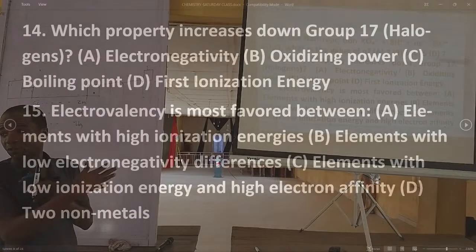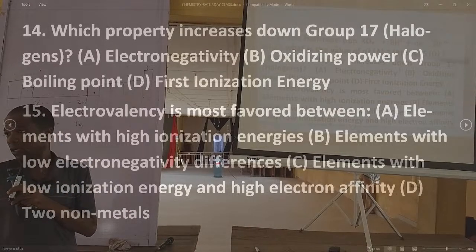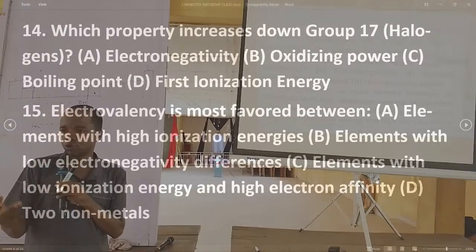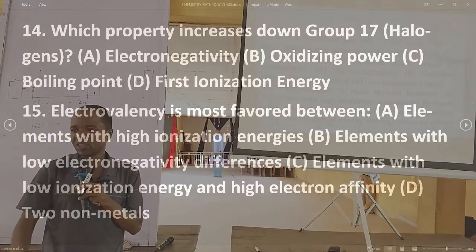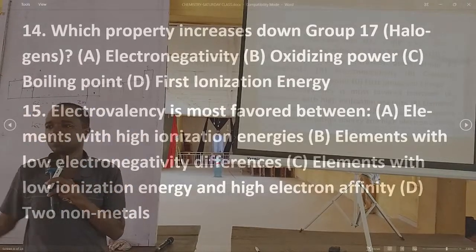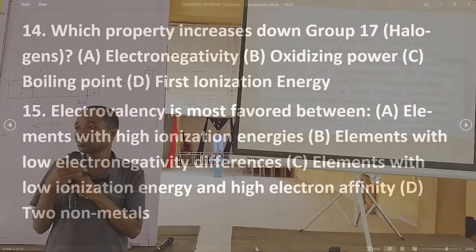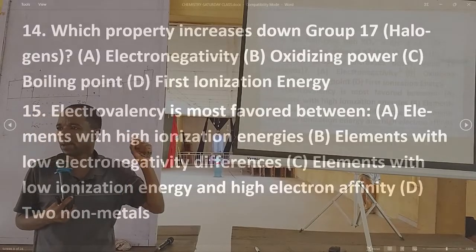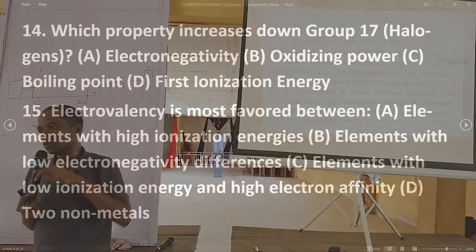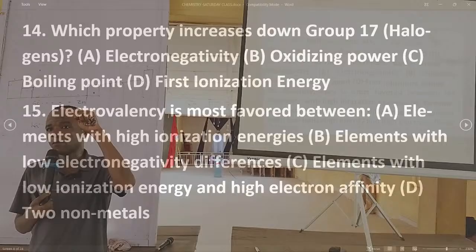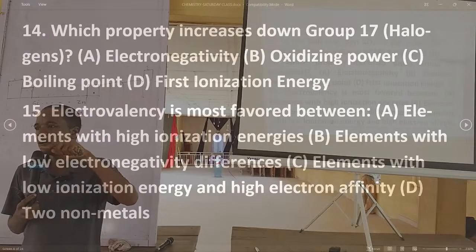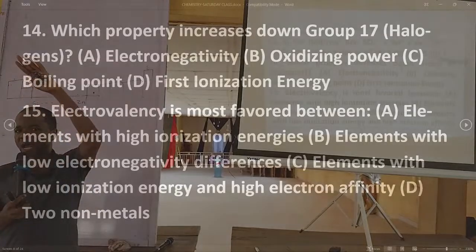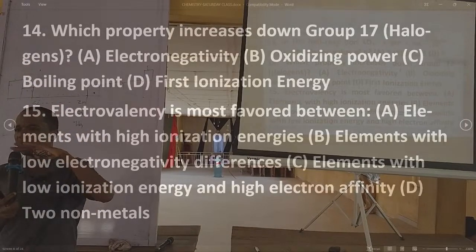Option D, ionization energy. I mentioned it just a few seconds ago that ionization energy, electron affinity, electronegativity, they all decrease down the group. The only thing on this board that will increase down the group for halogens is their boiling point. If you look at fluorine, that's F2. Underneath fluorine, you have chlorine, Cl2, bromine, iodine, and so on. And if you look at their boiling points, they gradually increase.